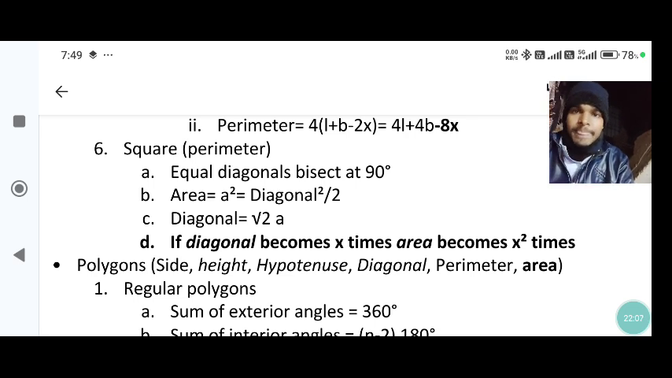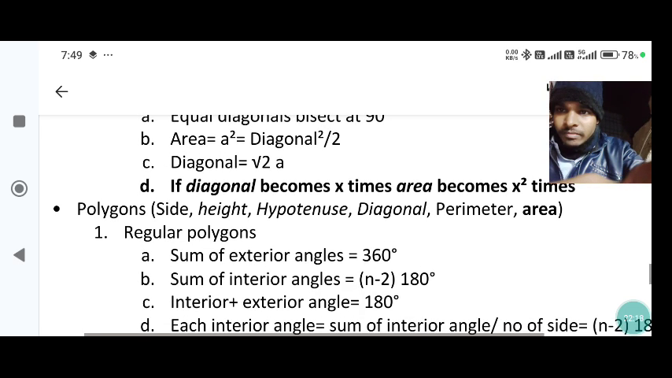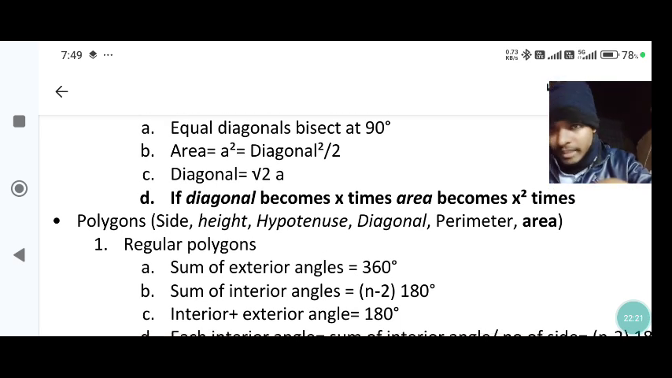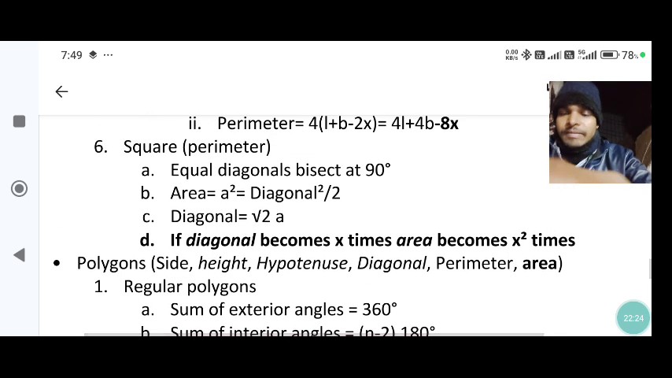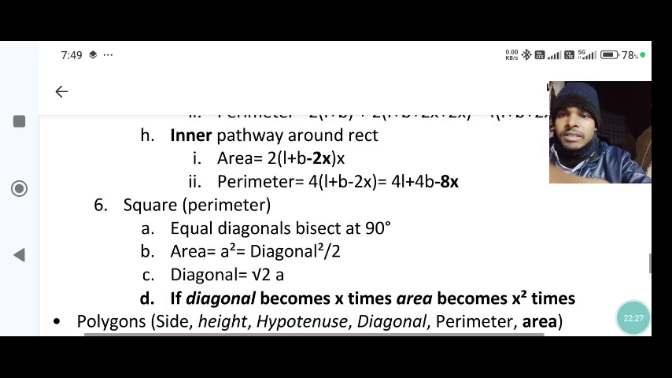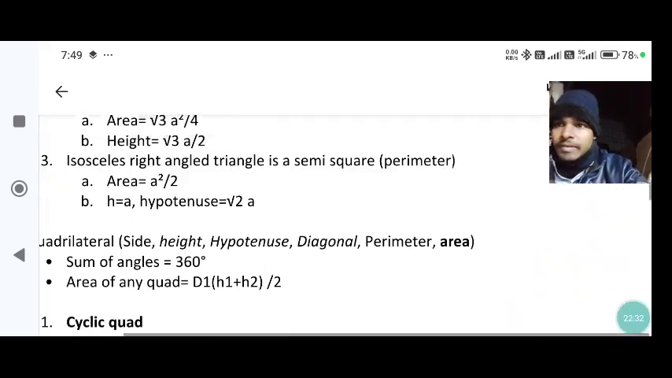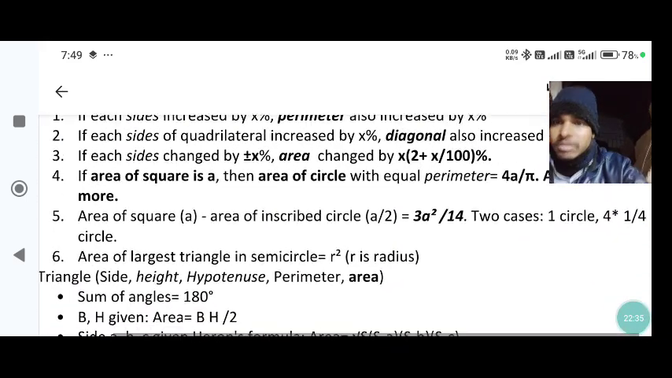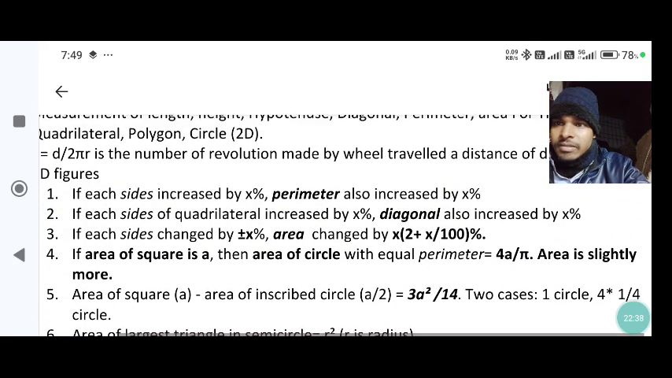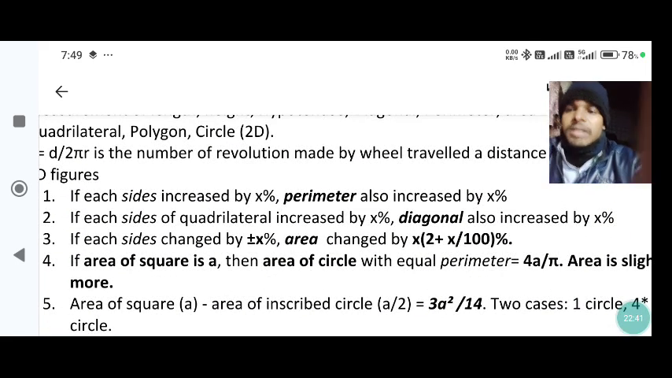If the diagonal is changing x times, then the area is changing x square times. In the other case, if the side was changing x times, then its area changes accordingly. Like here, if the side was changing by x%, then the area was changing by x plus x by 100 whole multiplied by x%.